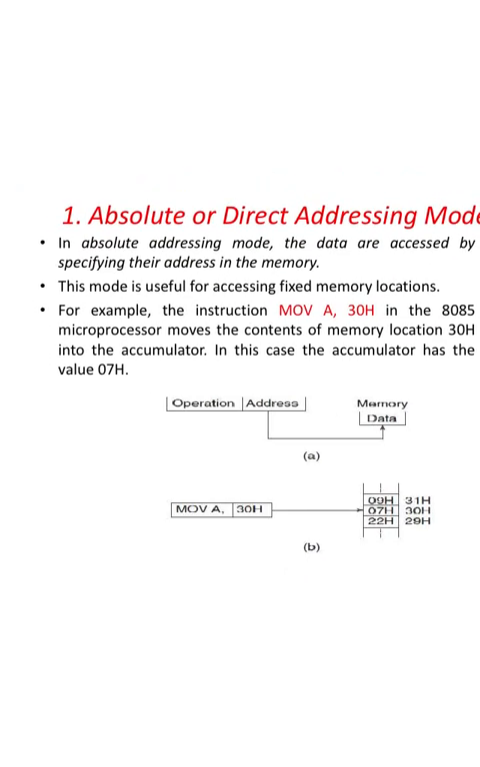Absolute or direct addressing mode. In absolute addressing mode, the data are accessed by specifying their address in the memory. The mode is useful for accessing fixed memory locations. For example, the instruction MOV A, 30H in the 8085 microprocessor moves the content of the memory location 30H into the accumulator. In this case, the accumulator has the value 07H. This is an example of the operation.